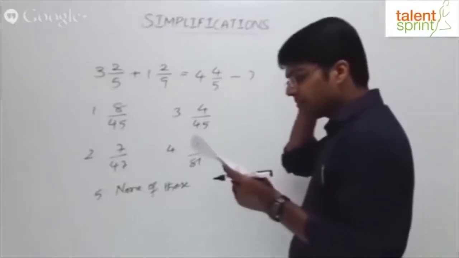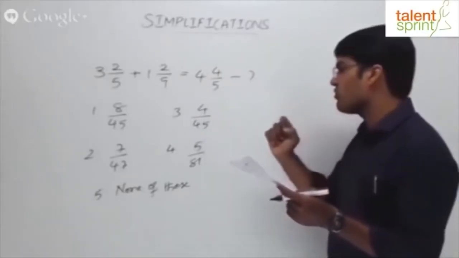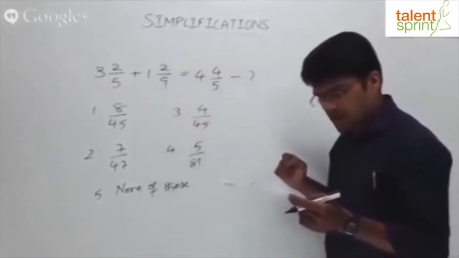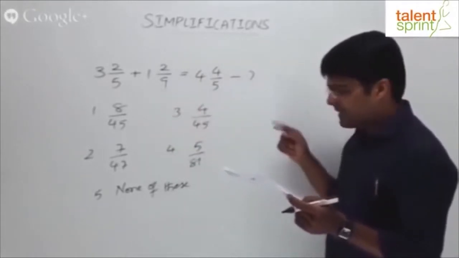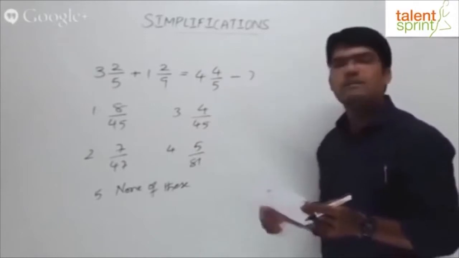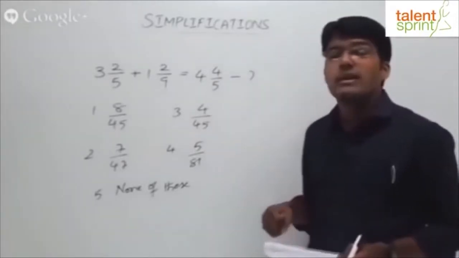3 2/5 + 1 2/9 = 4 4/5 - ? Options: 8/45, 7/47, 4/45, 5/81, and none of these. Let's quickly look at the solution.